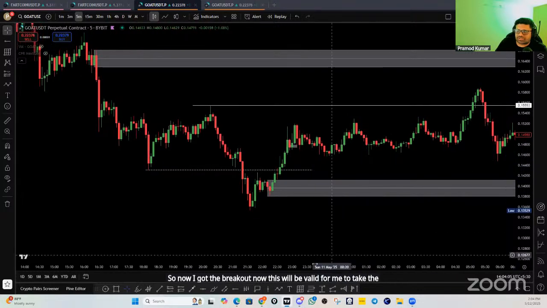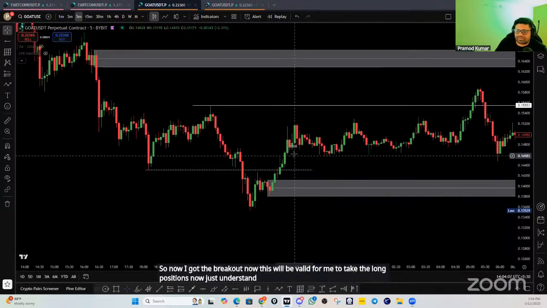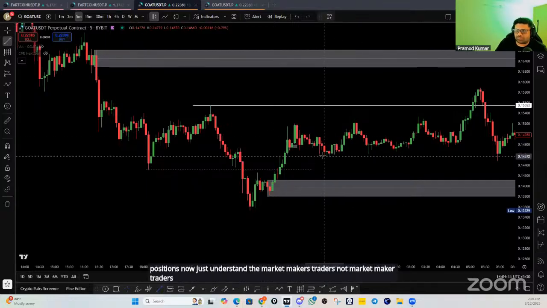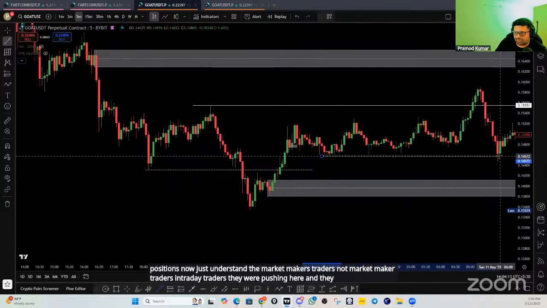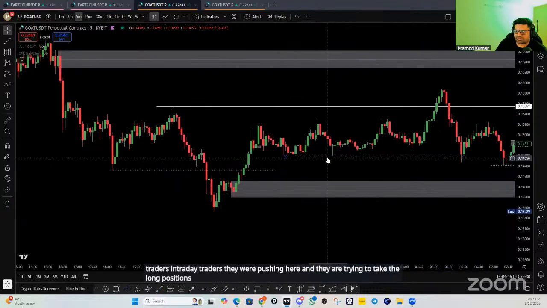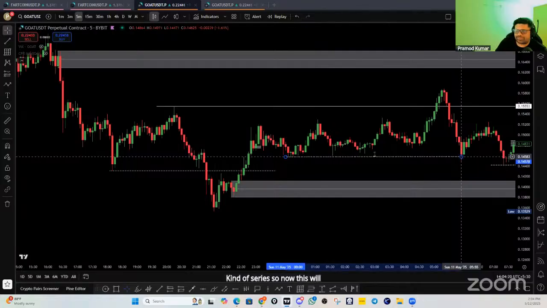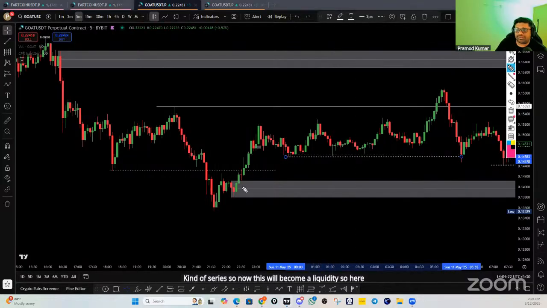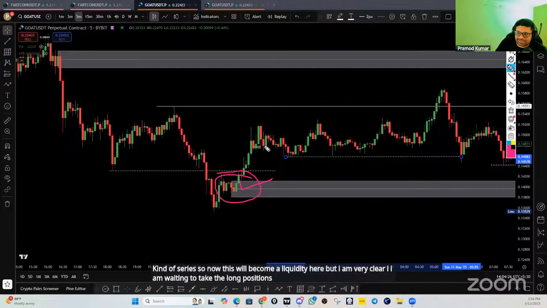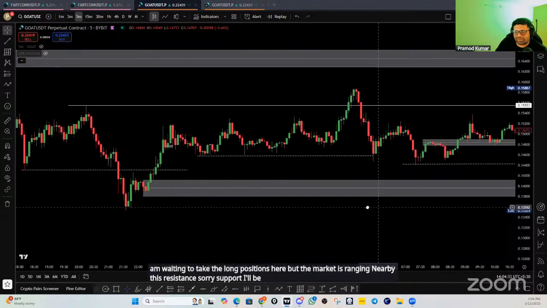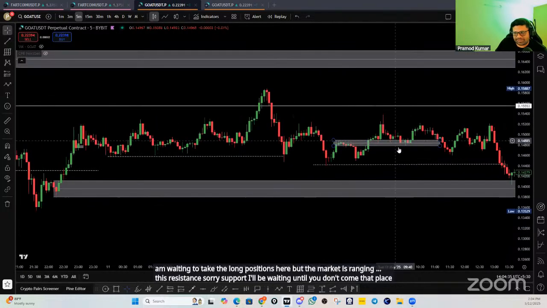Now just understand, the intraday traders were pushing here and they are trying to take the long positions. Can you see this? Yes. So now this will become a liquidity zone here. I am very clear, I am waiting to take the long positions here. But the market is ranging nearby this support. I'll be waiting until it comes to that place, because you can see the market is ranging at the same place.